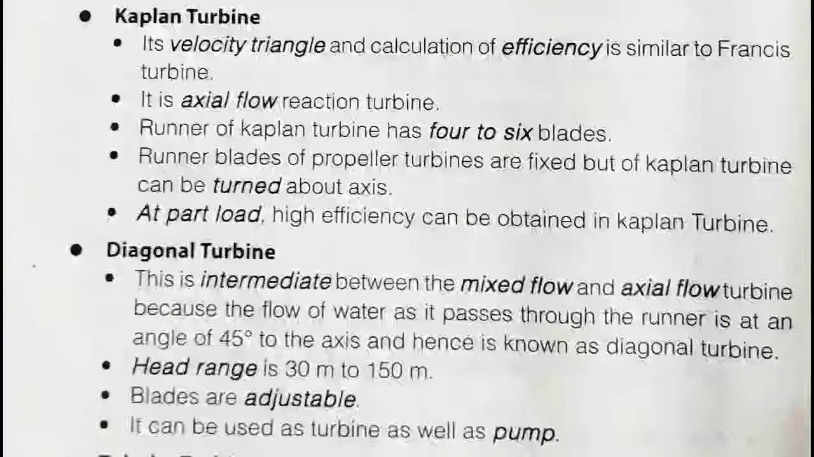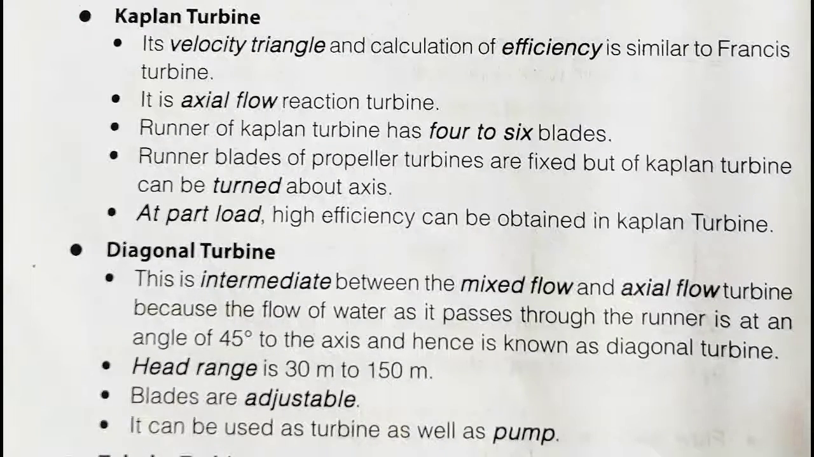Now, common important facts are discussed. First is Kaplan turbine. The velocity triangle and calculation of efficiency are similar to Francis turbine, okay, all equations are similar to Francis turbine. It is an axial flow reaction turbine. Runner of Kaplan turbine has 4 to 6 blades, and all these points are very important.